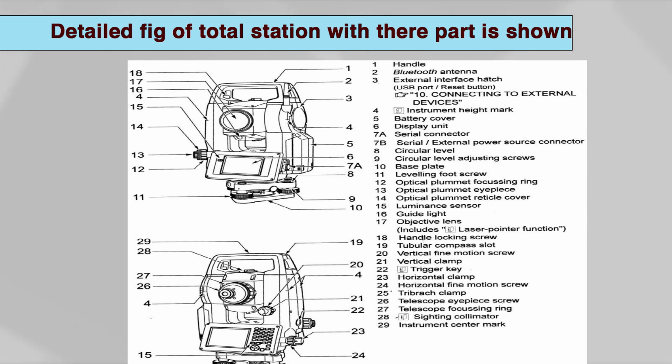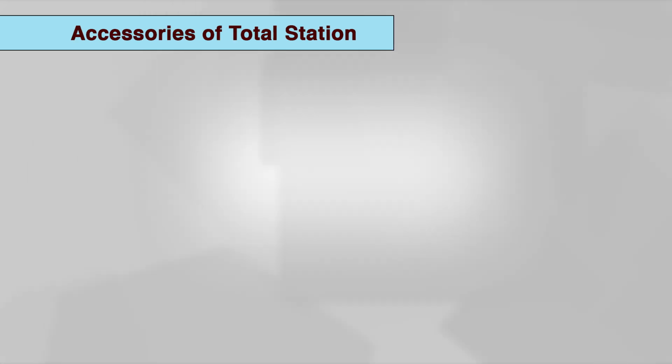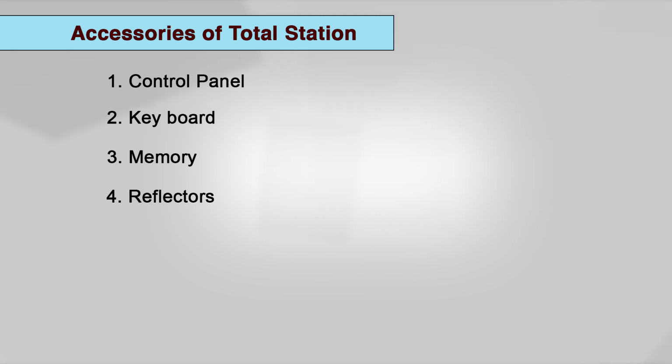A detailed figure of the total station with its parts is shown in the figure below. All the parts are labeled in this figure. From this we can see the various parts of the electronic theodolite and EDM and, overall, a total station. Apart from important components, some accessories are required for working with the total station. Some of the accessories are present as an integral part of the total station, that is control panel, data collector, memory, etc. Some other totally independent accessories are required, like reflectors.